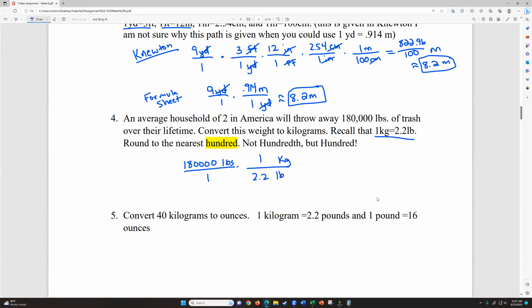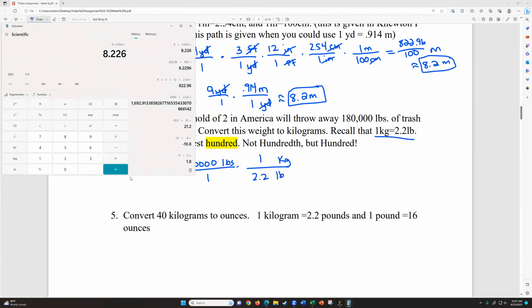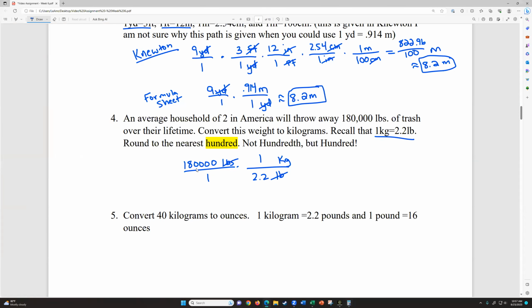We're not going to decimal point here. So this is just going to be 180,000 divided by, oops, not 2, divided by the 2.2, since that's on the bottom. And I'm going to write out what we have first, then we'll round it. So it's 81818.1818... It keeps going on forever.